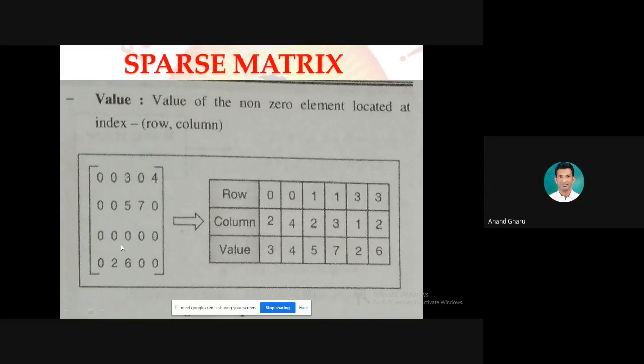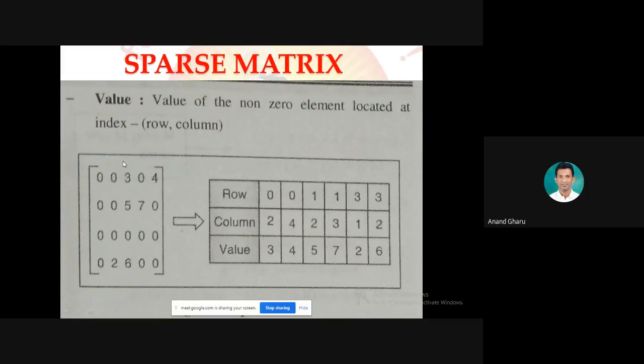Okay, now how to represent a sparse matrix using a 2D array. याला कसं रिप्रेझेंट करतात. So now you can see row number 0, row number 1, row number 2, row number 3. Column number 0, 1, 2, 3, 4. There are 0 to 4 columns and 0 to 3 rows. Now here you can see 0 number of row and 2 number of column. It consists of value 3, है ना.